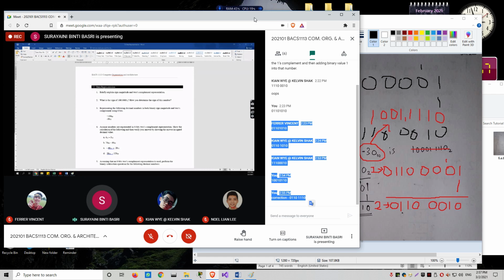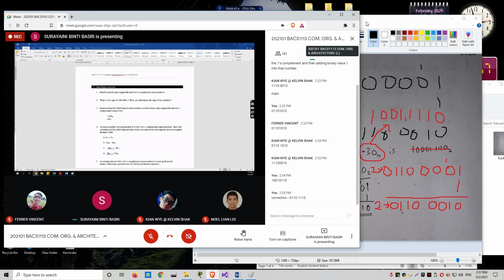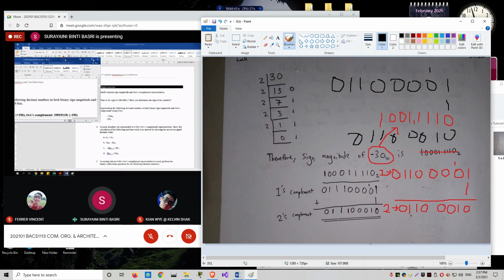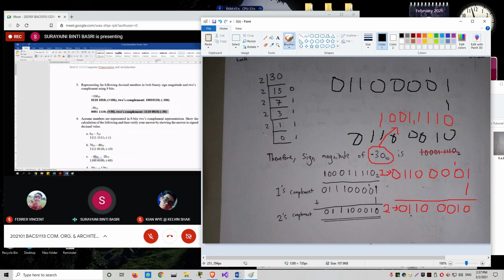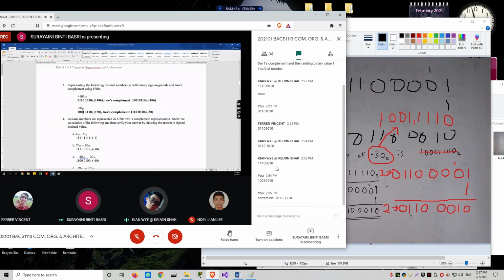So this Kelvin is for the sign magnitude. Okay, so actually the answer here is a little bit different from your guys' answer. Wait, I calculated it and I only gave the negative part. I didn't give the positive part. I can still give the positive part. Okay, so try to give the positive.